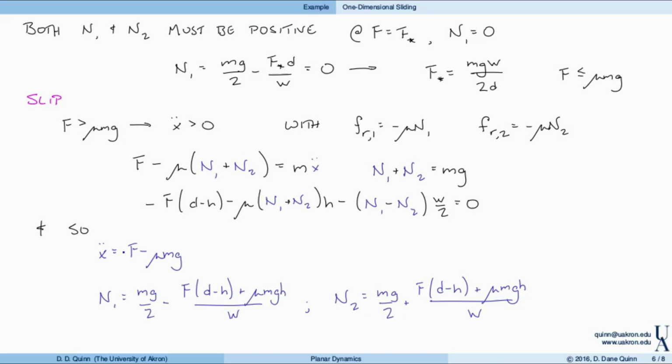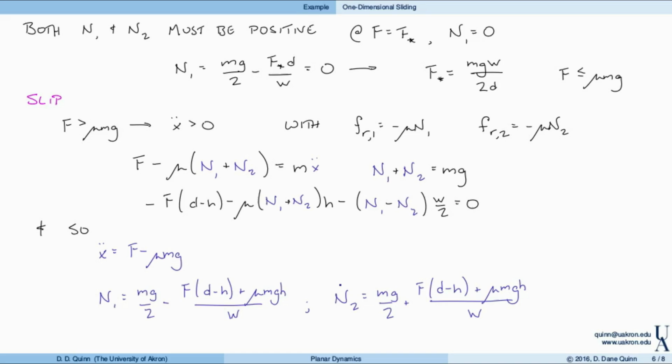So this is the acceleration of the block, x double dot. This is the normal load on the left support, the back. And this is the normal load on the front support.